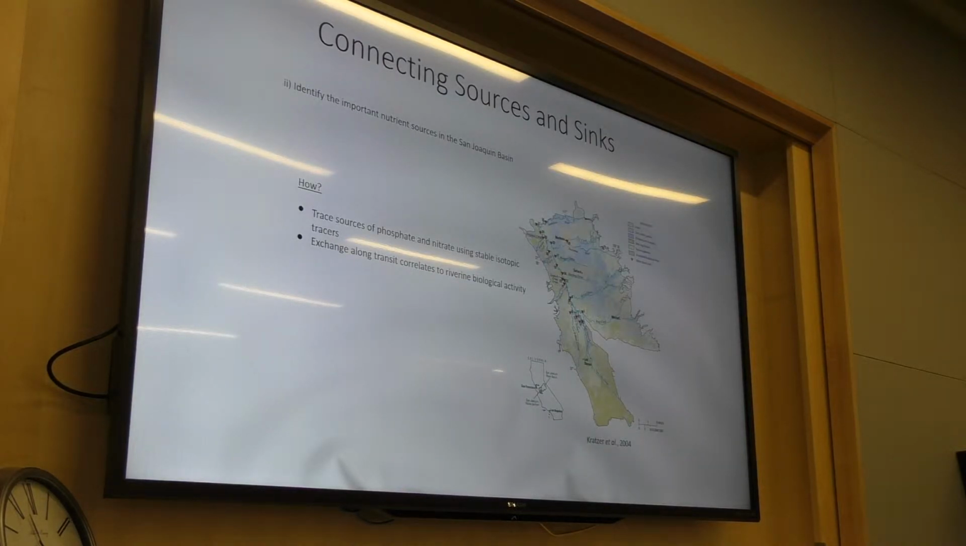The other important component of this research is identifying the nutrient sources to the river basin, and that would focus primarily on nitrate and phosphate, the dissolved forms of nitrogen and phosphorus. The unique thing about nitrate and phosphate is they have a stable isotopic composition that would allow us to trace the source of nitrogen and phosphorus to all these different rivers and tributaries.